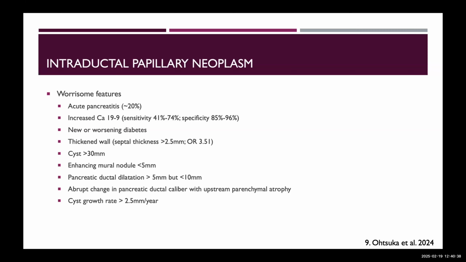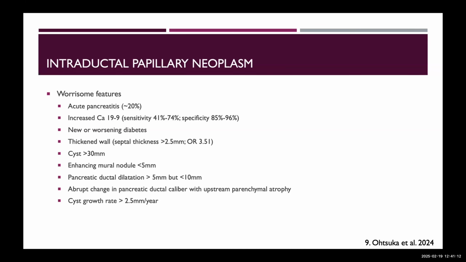At the same time, there's worrisome features, so features that are concerning, but not so concerning as the high-risk features, including things like acute pancreatitis, new or worsening diabetes, wall thickening identified on EUS or imaging, cyst size greater than 30 millimeters, enhancing mural nodules or solid components less than 5 millimeters, ductal dilatation, abrupt pancreatic ductal caliber change with upstream pancreatic atrophy, and an accelerated rate of growth for cysts.